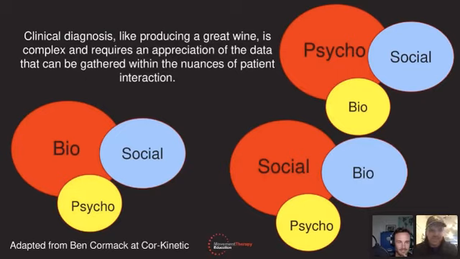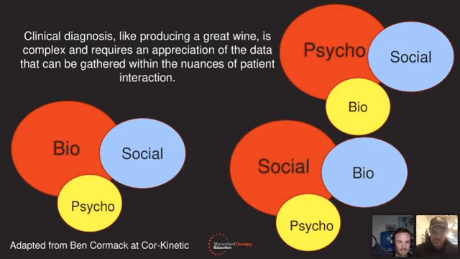Okay. And just going back to the very beginning, so this is from the wine editorial. So clinical diagnosis is like producing a great wine, it is very complex. Yeah. So we've just looked at the complexity of the tests that we have available to us. It requires an appreciation of the data that can be gathered within the nuances of patient interaction. And that's where this comes in.